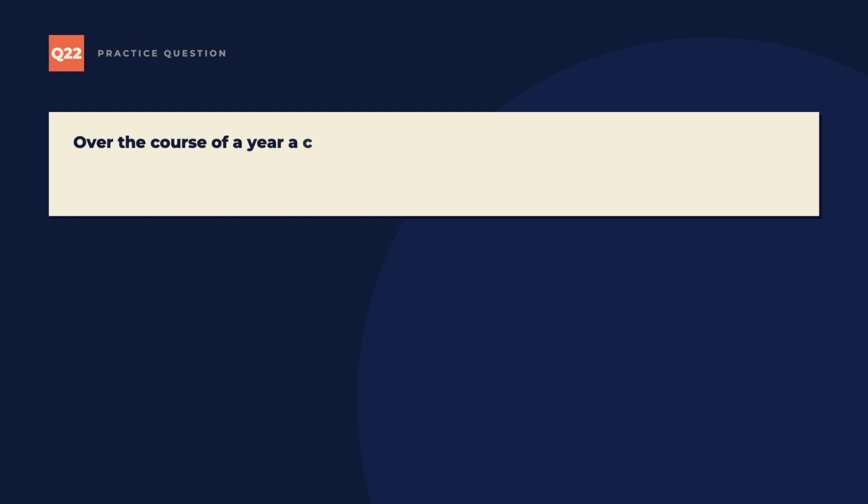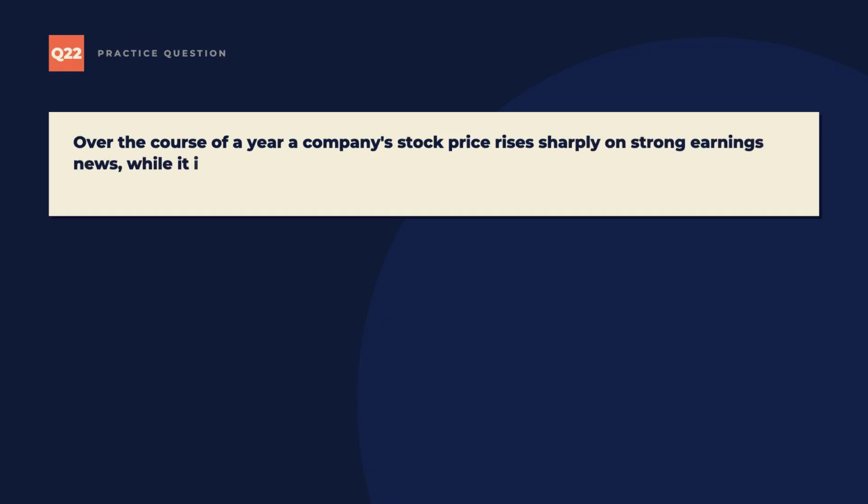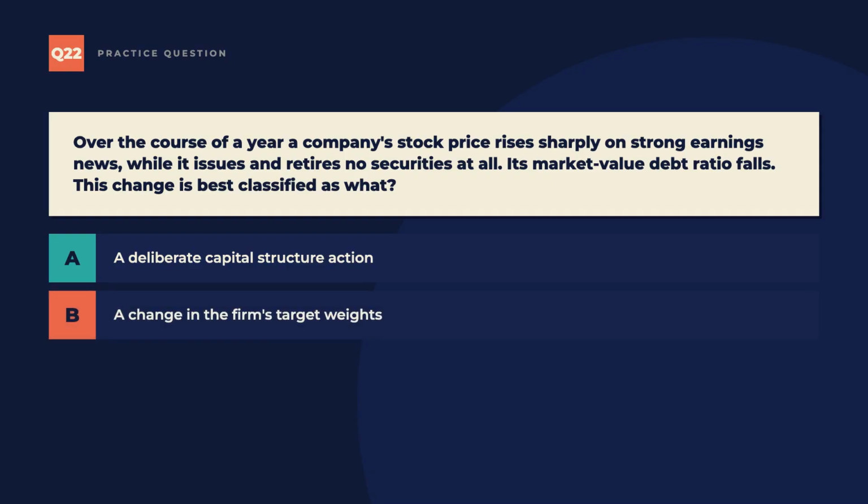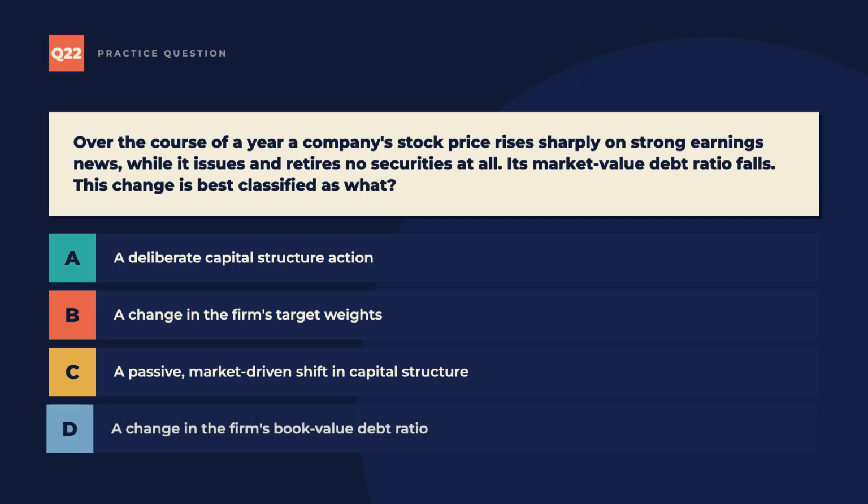Question 22. Over the course of a year, a company's stock price rises sharply on strong earnings news, while it issues and retires no securities at all. Its market value debt ratio falls. This change is best classified as what? Your options are: A. A deliberate capital structure action. B. A change in the firm's target weights. C. A passive market-driven shift in capital structure. D. A change in the firm's book value debt ratio. Which would you go with? Lock it in before the reveal.